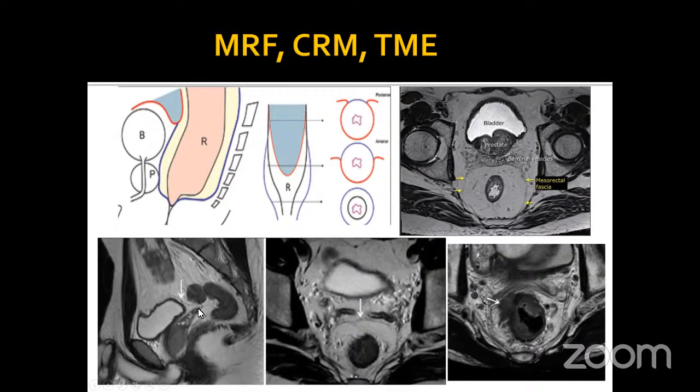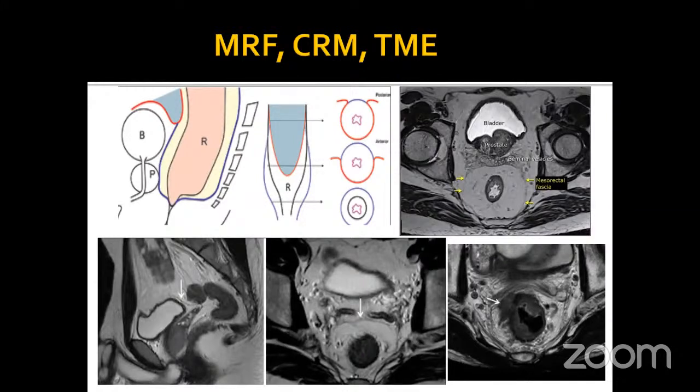Why is this important? This is a sagittal image. If you look at this area, there is a peritoneal reflection here. This is seminal vesicles, bladder, prostate. Here is the anterior peritoneal reflection. Once the proximal or mid-rectal tumor touches the anterior peritoneum, it is equivalent to parietal peritoneal involvement. It is not a T3 tumor. It should be considered as T4A tumor.